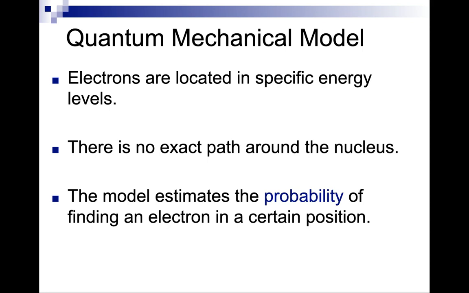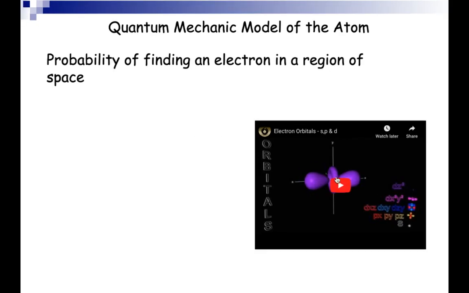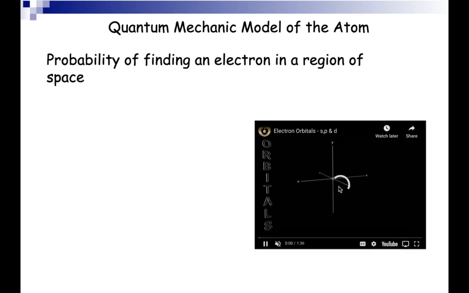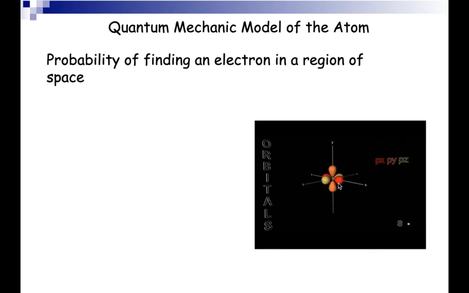So the quantum mechanic model tells us the electrons are located in specific energy levels. There's no exact path around the nucleus that it is taking, and it just estimates the probability of finding an electron in a certain position. So here are some of the unique orbitals that we are going to be learning about when we talk about the 4 quantum numbers. This is pretty neat to see. And you'll see that these 3-dimensional shapes have an X, Y, and Z axes, and an electron can be found in that region of space, which we would consider to be the first energy level. And the first energy level has an S-shaped orbital.